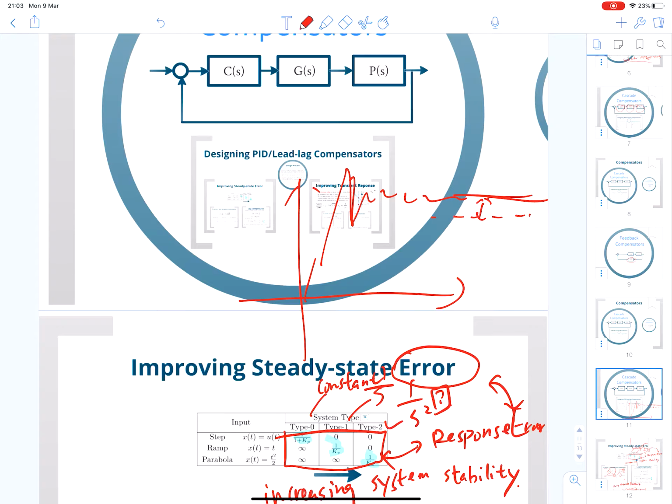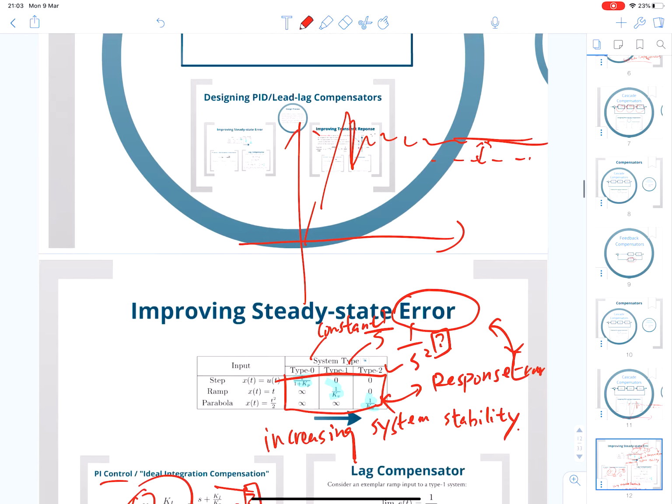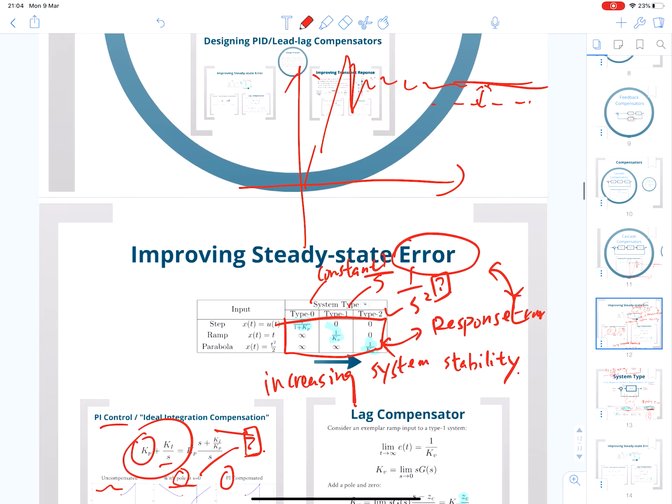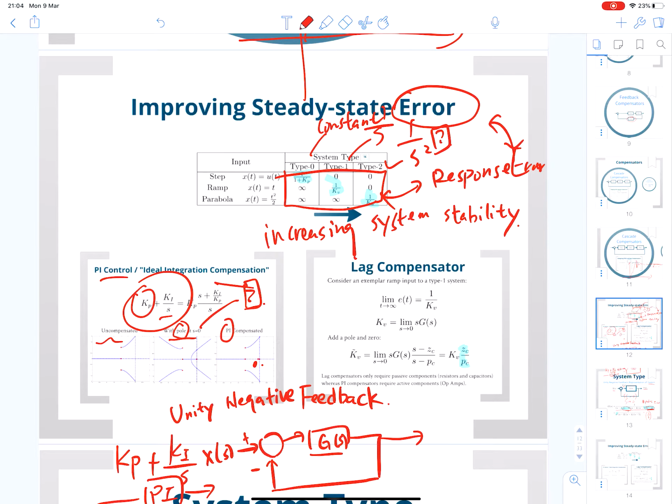There are different system types: system type 0, type 1, and type 2. What is the difference? We look at the transfer function of G(s). As s approaches 0, how many s factors are in the denominator? If there is one, it is type 1. If there are two, it is type 2. If there is none, it is type 0. So we only care about these three types.